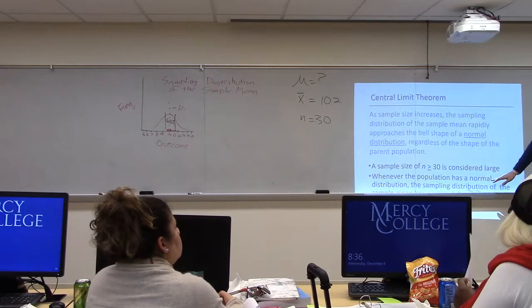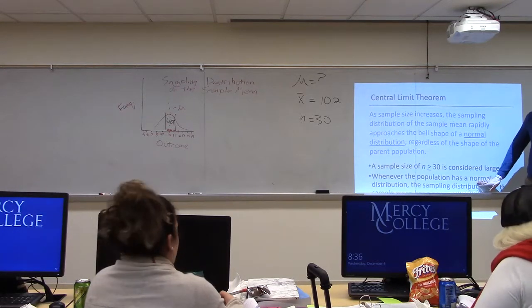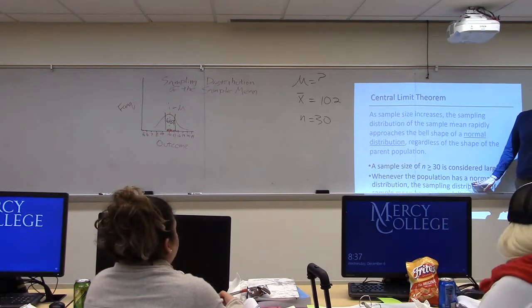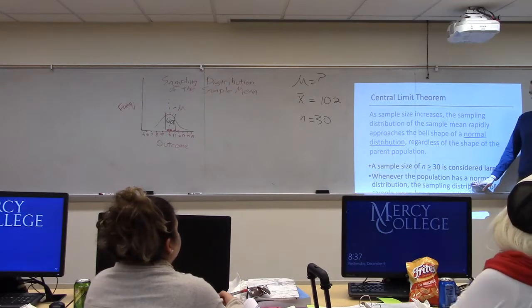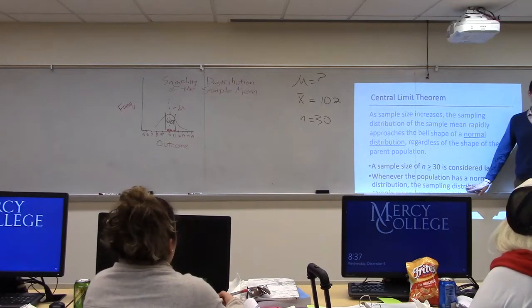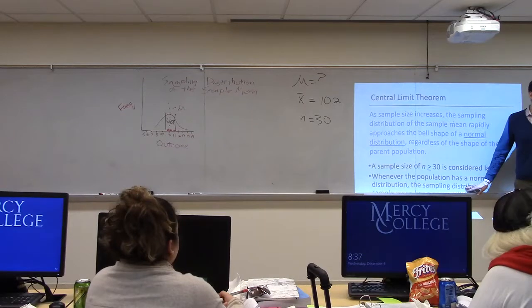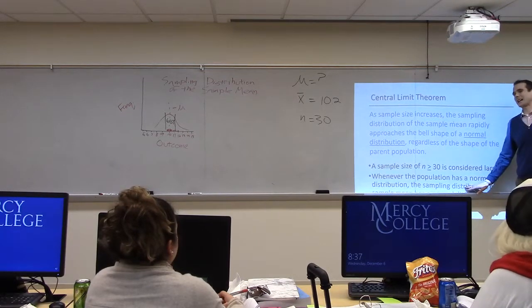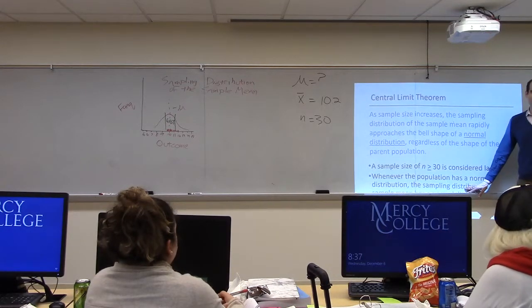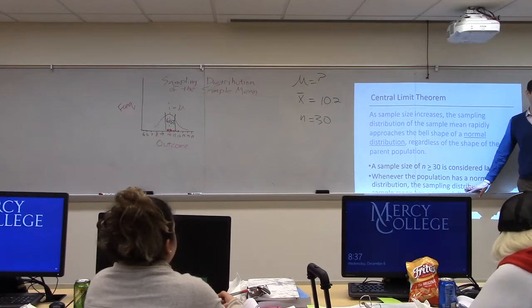Now, if the parent population, and you may not remember this until we talk about it because it will be relevant next week, not this week, is normally distributed, then we don't even need a sample size of 30. We could have a sample size of 5 or 2, and the sampling distribution of the sample mean would still be normally distributed. What do you mean by parent population?